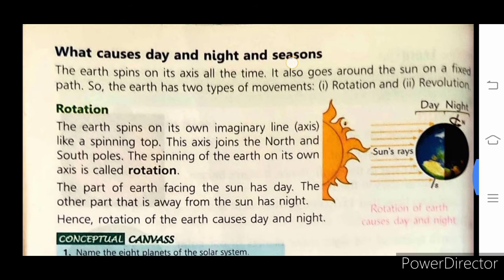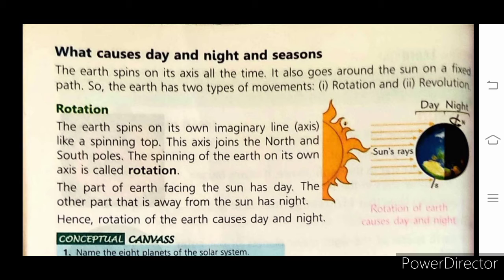Now, what causes day and night and season? Let's see what is given here, children. The earth spins on its axis all the time. It also goes around the sun on a fixed path. So the earth has two types of movement, rotation and revolution. Children, here we will discuss two types of movement: rotation and revolution.